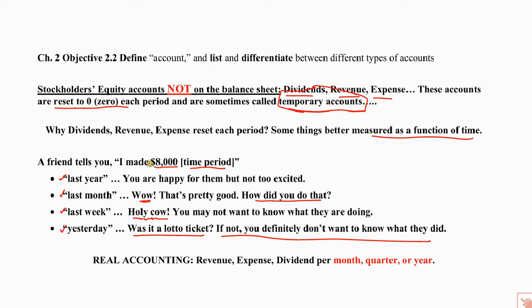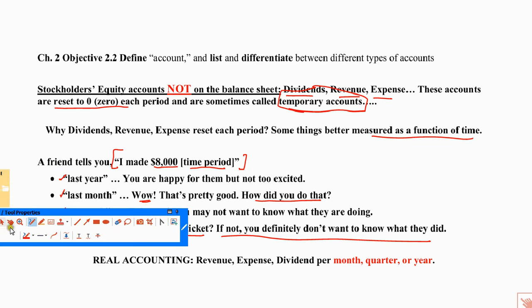So the time period over which people make money is relevant. And it's the same for corporations. If they make $1 million in a month, that's one thing. If they make $1 million a quarter, that's another thing. If they make $1 million a year, that's yet another thing. So that's why we reset dividends, revenues, expenses, because their measures are relevant as a function of time.